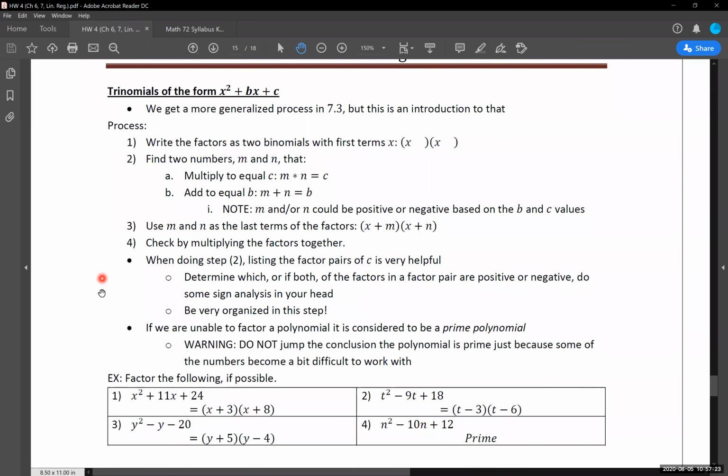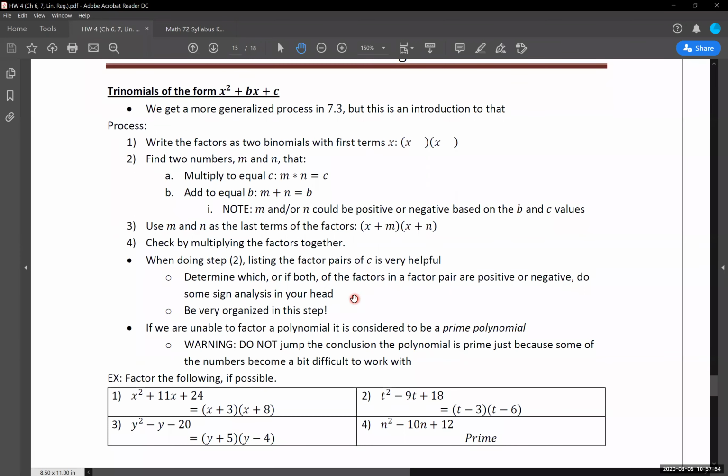Now, I have a little bit of it detailed out here, but we'll go through examples with this as well. When you're doing step 2, I recommend listing the factor pairs of c. I think it's particularly helpful because it helps us determine all numbers that multiply to get c, and then we just find which ones add together to get b, which is really nice. While we're doing this, determine which one or maybe both of the factors are positive or negative.